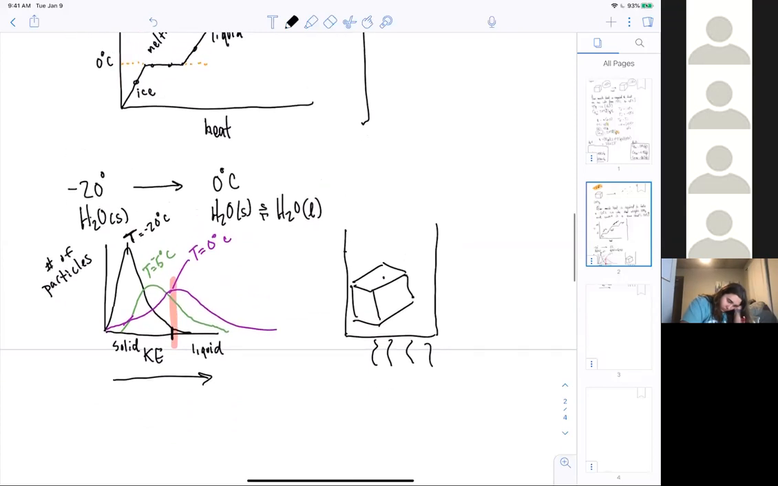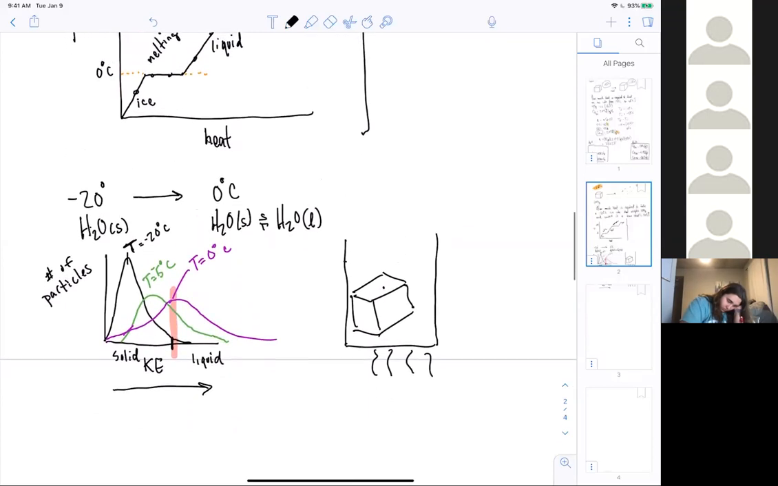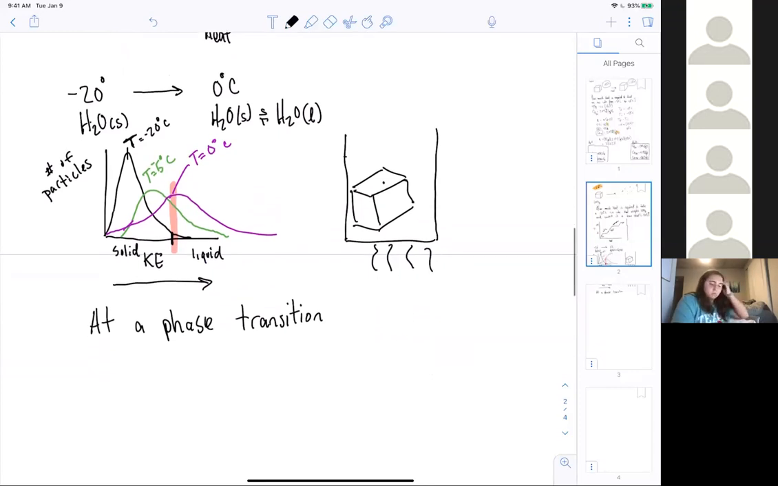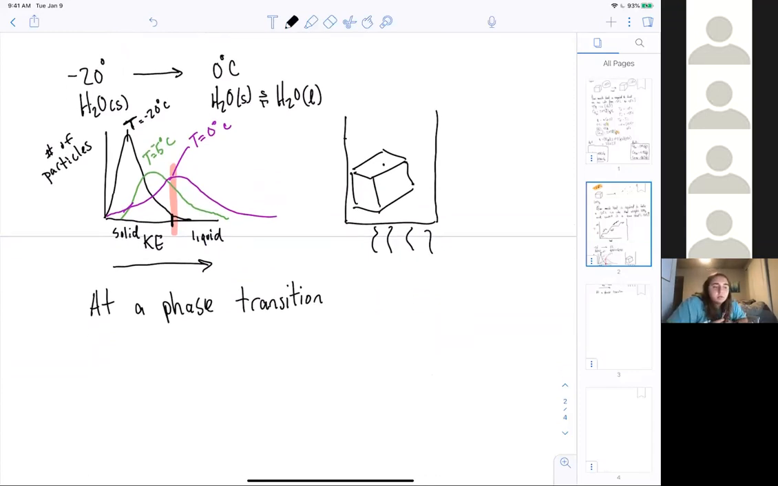So when you hit the phase transition, so at a phase transition, as I'm saying this stuff, I'm like, man, this is confusing. And even for me, my PhD is in organic chemistry. It takes a little while to let all this stuff settle and make sense. It wasn't immediately obvious when I first started teaching this course how all this stuff worked.